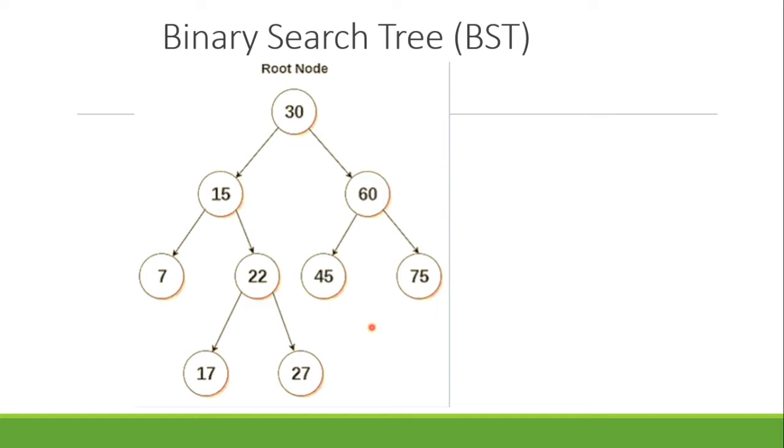If you look at this example, it has a left subtree, that is a tree which is rooted at 15. Its left child is 7, its right child is 22, then 17 and 27. That is the left subtree of the root node. And the right subtree has nodes 60, 45 and 75. This is called the right subtree of the root node 30.